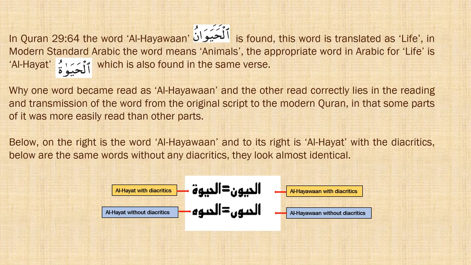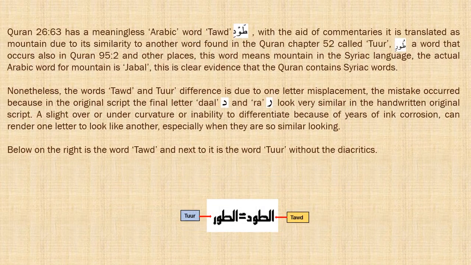Why one word became read as al-hayawan and the other read correctly lies in the reading and transmission of the word from the original script into the modern Quran, in that some parts of it were more easily read than other parts. Below on the top right is the word al-hayawan, and next to it is al-haya with the diacritics. Below are the same two words without any diacritics. They look almost identical.